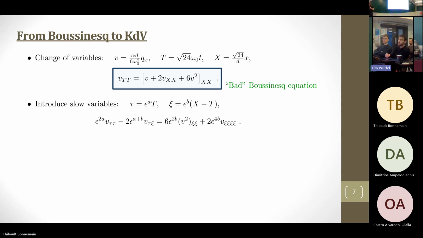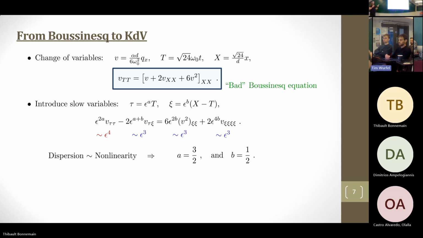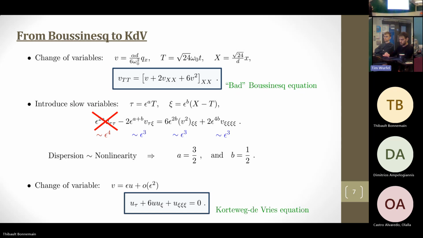Now, to stay in a regime where things remain interesting, we want to ensure that both the dispersion and the nonlinearity have the same order of magnitude. Otherwise, things become trivial. This fixes the values of the powers a and b of epsilon we take in our change of variable, recalling that v is of order epsilon. Then we can neglect terms of order epsilon to the fourth. We introduce one last new variable u, integrate this equation once with respect to psi, and we finally end up with the KdV equation.